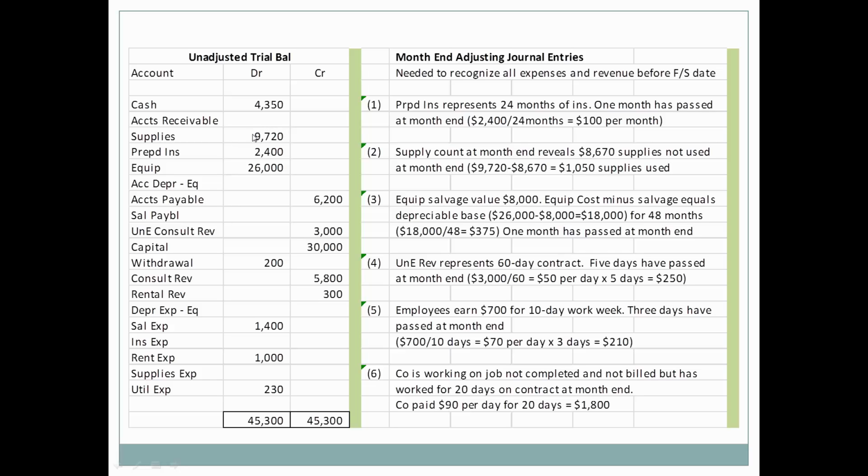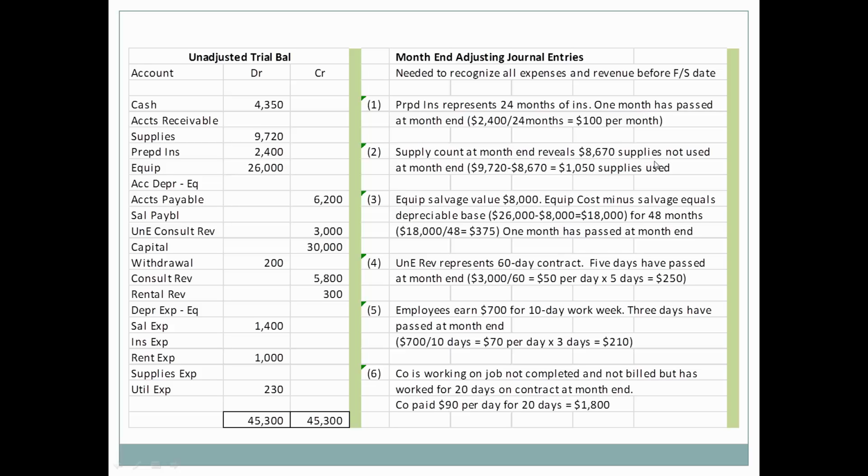$9,720. However, we haven't adjusted this account for any supplies that were used during the period. The supply count at month end reveals that $8,670 of supplies have not been used at month end, so they're still in the supply storeroom. So 9,720 minus 8,670 means that the employees have used $1,050 in supplies during the month, so we must adjust for that. Adjusting journal entries are going to be internal transactions.